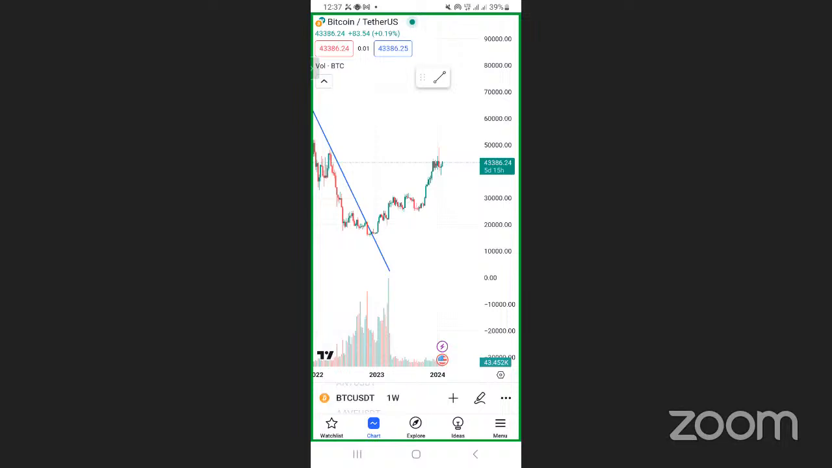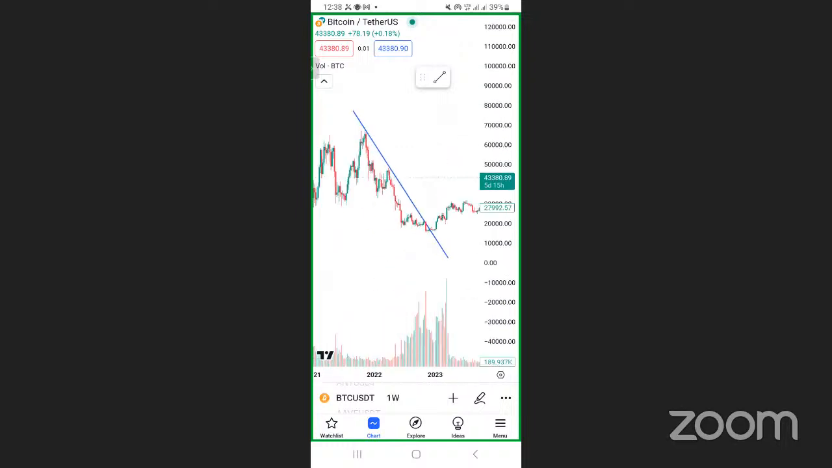When we close above that trend line, immediately the market starts what? Going up. You get it? Let me say it again. The market was falling. We were in a downtrend.